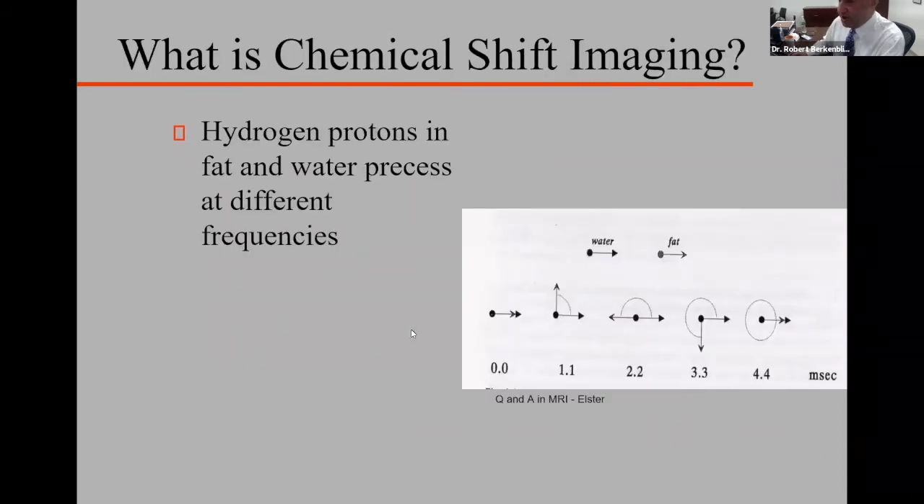So excuse me as I go into a little bit of physics here, a little physics and math, but hydrogen protons in fat and water precess at different frequencies. You can see in this diagram, at some point in time, fat and water protons are aligned, and then over time, as they precess at different speeds, they become unaligned, and at some point in time become 180 degrees out of phase, and then become aligned again.